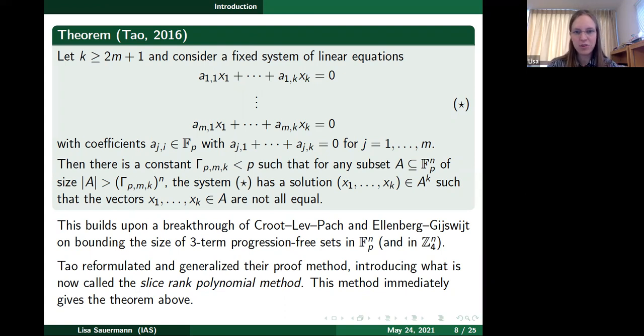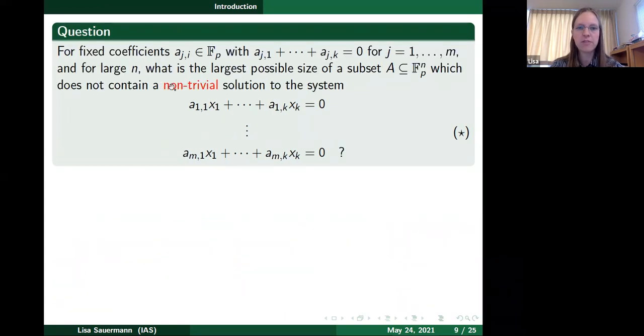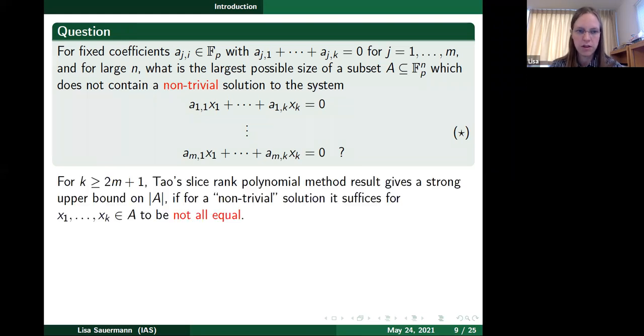Okay. So that gives a pretty good answer to the question we asked, at least assuming that k is sufficiently large with respect to 2m plus 1. For this non-trivial here, we allow things as soon as the variables are not all the same. So in other words, this was our general question again, where we're wondering about the largest possible size of a subset A of F_p to the n without a non-trivial solution to the system. And so if k is at least 2m plus 1, then Tao's slice rank polynomial method gives a very strong upper bound on the size of A if for non-trivial it suffices for x1 to xk to be not all equal.